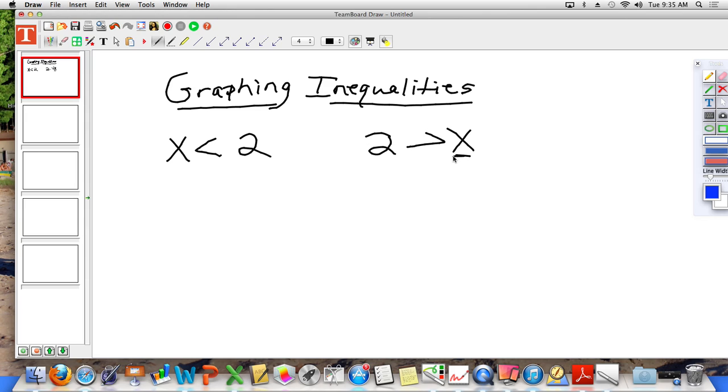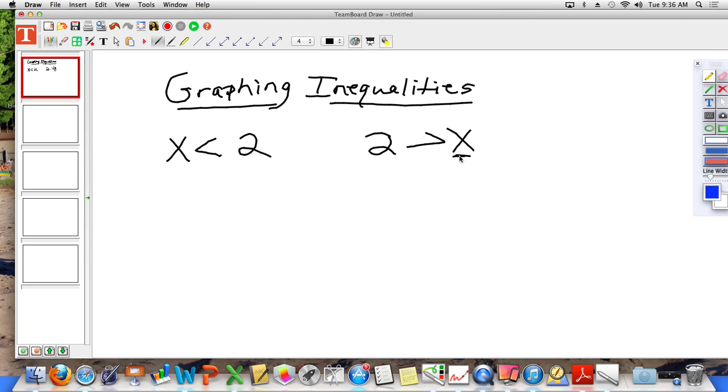If you read it backwards, what does this say? X is less than 2. It means the same thing. These two things mean exactly the same thing. And if this concept is confusing to you, you need to get that sorted out in your head. Come in, ask somebody, look at some YouTube videos, something. Because if you don't get this, you've already dug yourself a hole. This has got to be an easy thing for you to understand.